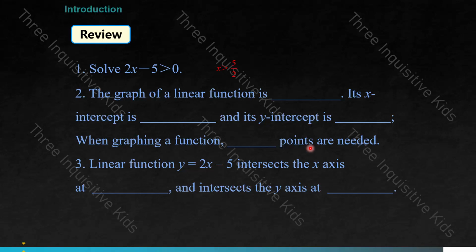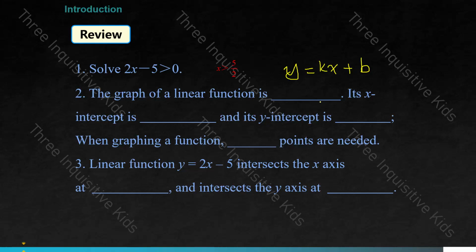2. The graph of a linear function is blank. Its x-intercept is blank and its y-intercept is blank. So here you're just going to describe what the graph of a linear function looks like and write down the coordinates for the x-intercept and y-intercept based off of when the linear function can be represented as y is equal to kx plus b.